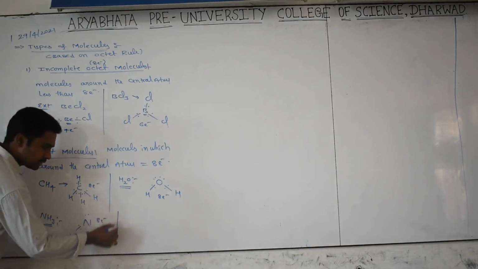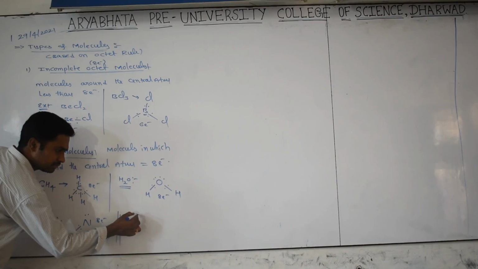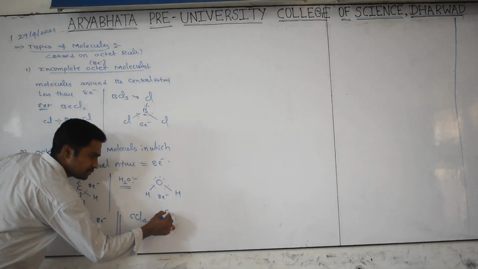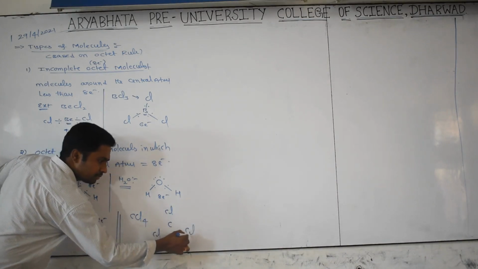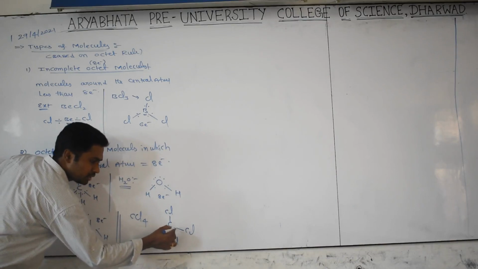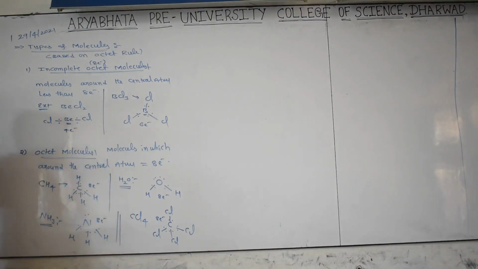You can see some other examples for this, like CCl4. Same situation: carbon is the central atom surrounded by 4 chlorine atoms, and each of the 4 chlorine atoms can form one bond. Each bond contains 2 electrons. Like that, around carbon we have 8 electrons, so we call it an octet molecule.